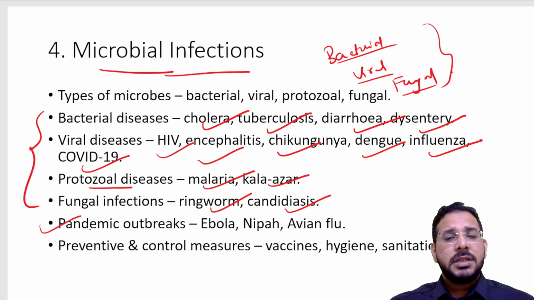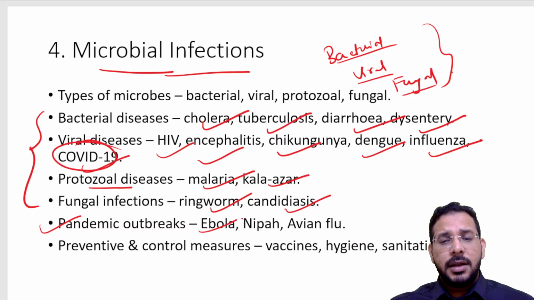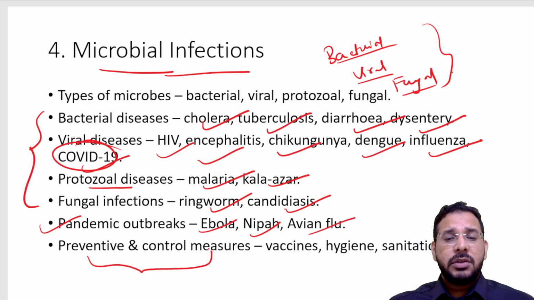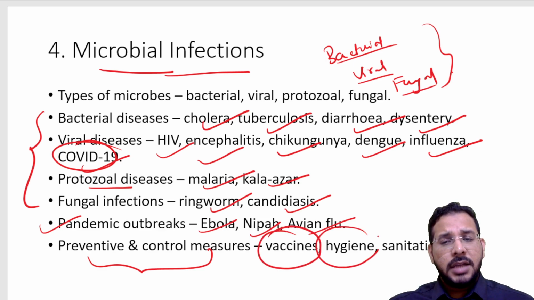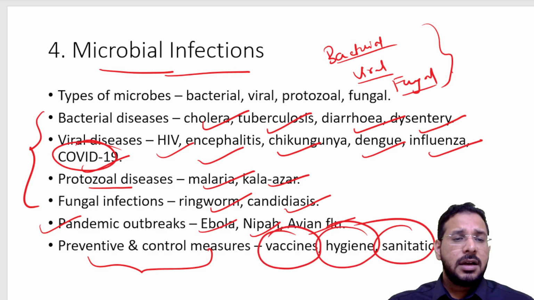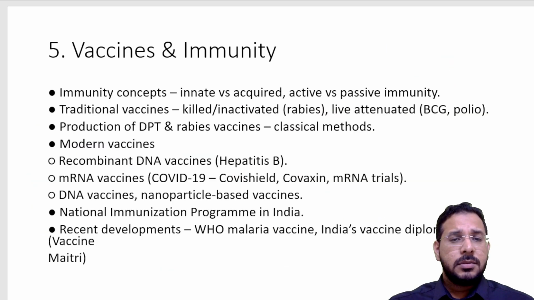Then different pandemics which have broken out in the past few years, like COVID-19, Ebola, Nipah virus, avian flu, etc., we have to study. Then the preventive control measures of these diseases also we have to study. Different vaccines, hygiene conditions, sanitation, etc., are its preventive measures.